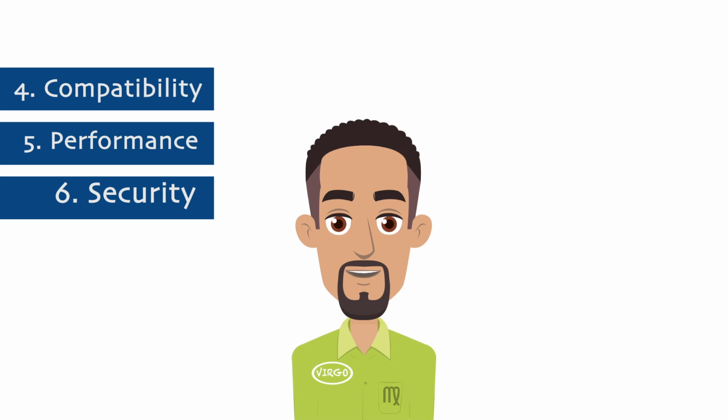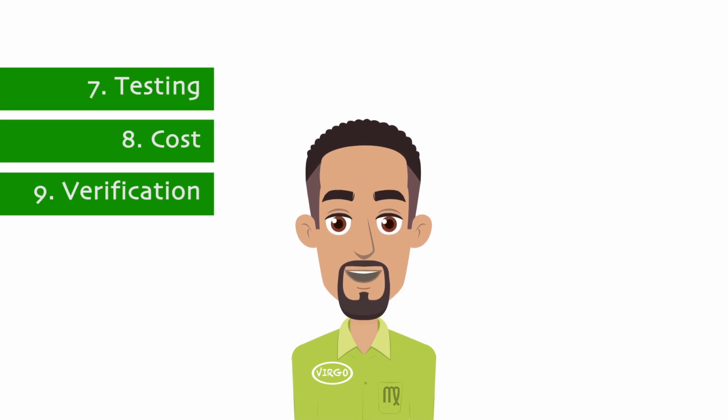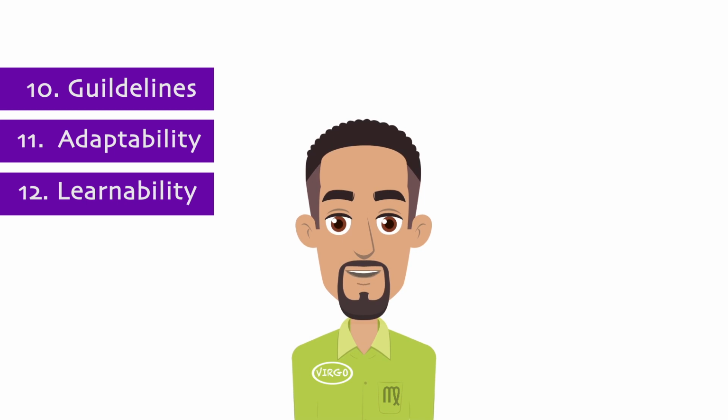The next three are testing, cost, and verification. What verification issues do developers face during testing? As well as how to use different cost analysis techniques to address these issues. Finally, we'll discuss guidelines, adaptability, and learnability. What are the common issues users face while using mobile applications? And why can unclear guidelines and poor human-computer interaction design affect learnability for the user and the adaptability of the application?